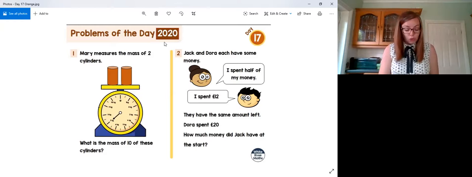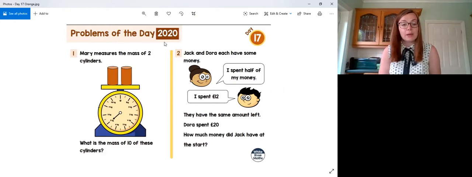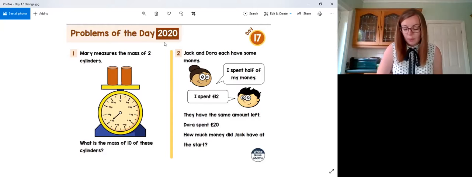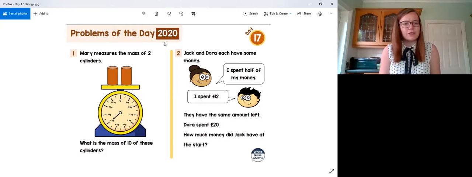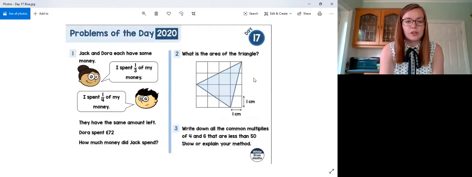So as you draw it out and label it as you go, you work towards the answer just by labeling the right part of the diagram. Okay, that is orange questions done for day 17. That felt really quick. Let's have a look at the blue questions though.